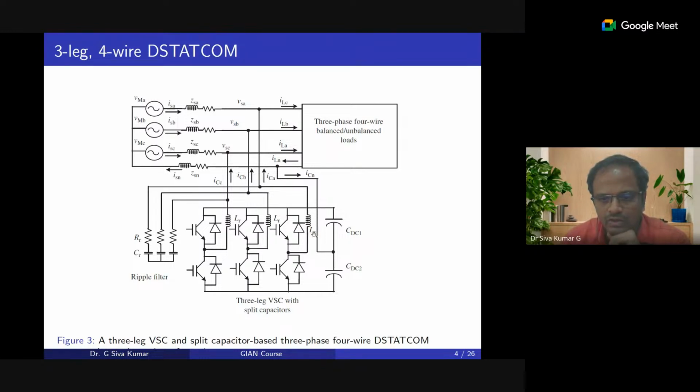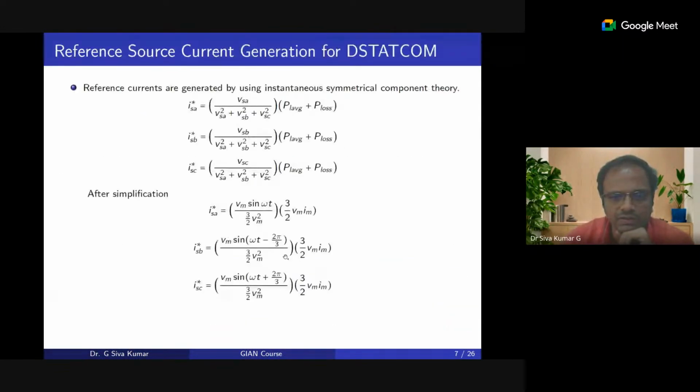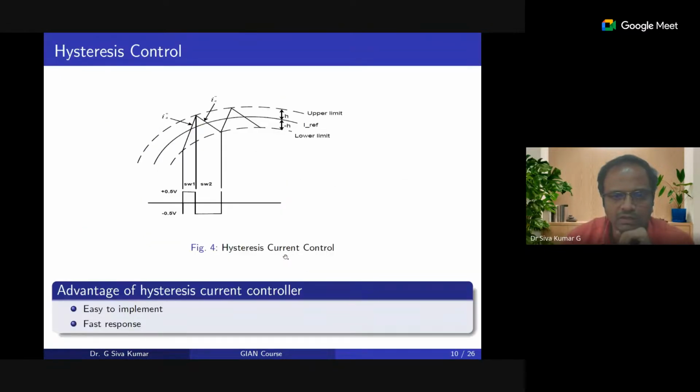When you want to pull the current down, we need to apply the lower voltage, this way. We need to apply the negative voltage, and the negative voltage is applied over here. This sort of operation can be done by the hysteresis.